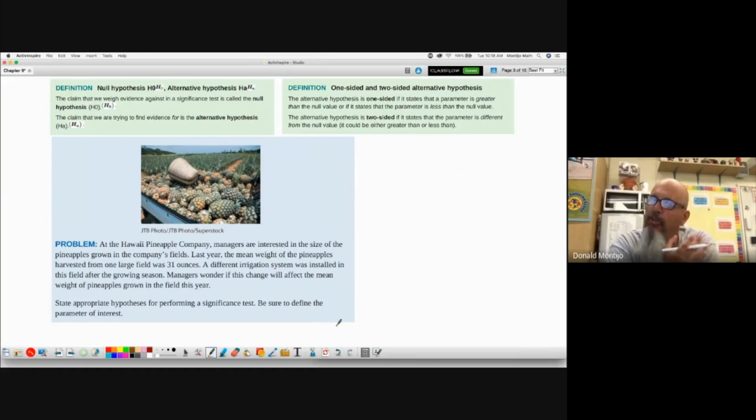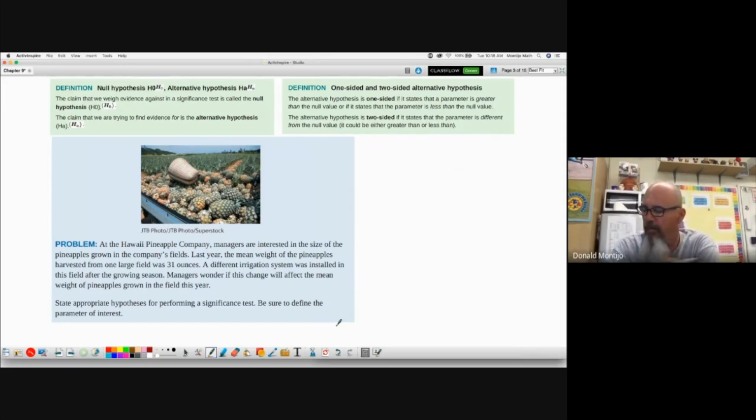Makes sense. You can see how this would be used in the real world, how this would be very beneficial to be able to run one of these tests. Now, just like in confidence intervals, there's going to be a 4-step process. We're going to look at the first step. So step 1 is always going to be define the parameter.